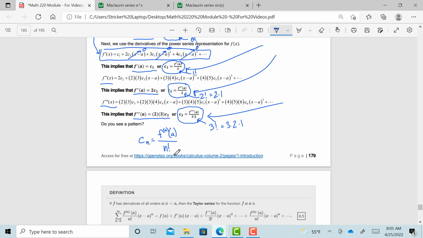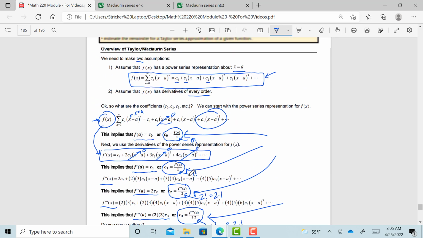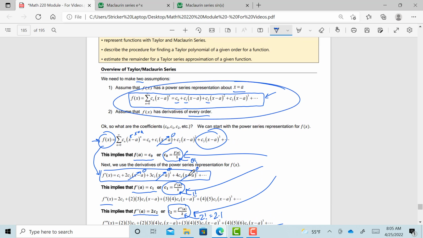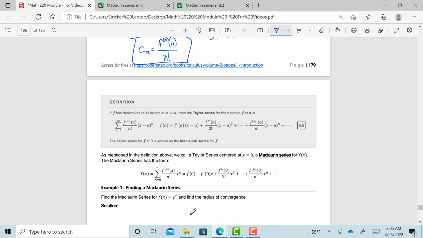And so what we can do is plug that back in to our power series. And when we do that, we get this definition on the next page of what a Taylor series is. If f has derivatives of all orders at x equals a, then the Taylor series for the function f at a is equal to this power series. And if you go ahead and expand that out, we get terms that look like so.